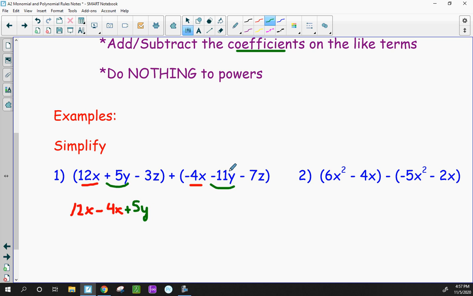Okay, the sign of the 11y is a negative. You're going to drop it down as a negative 11y. Again, all you're doing is recopying. Next, I see a z. The z term here is negative 3z, and in the second polynomial it is negative 7z. You are to drop down both terms side by side.